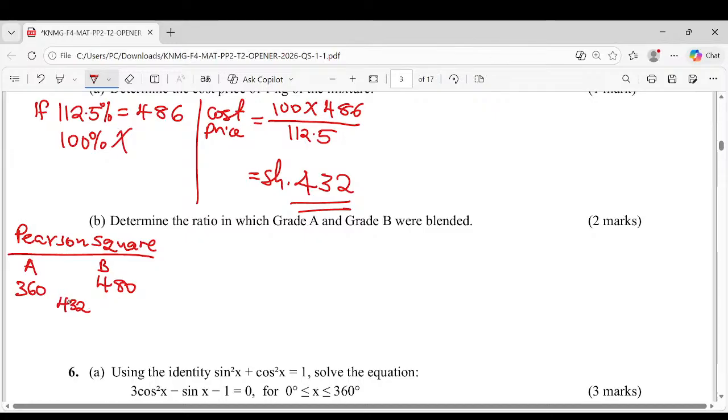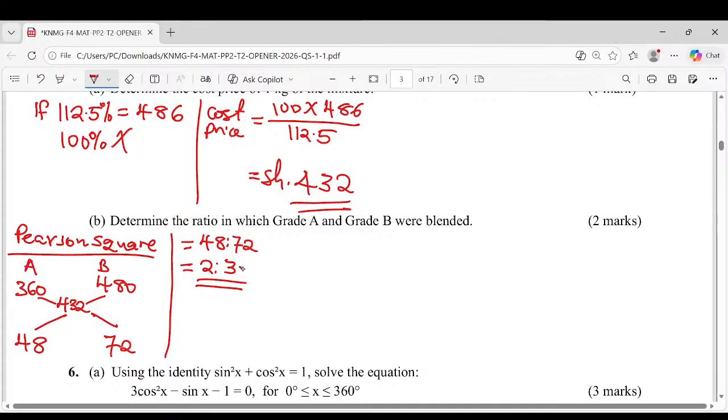So this is how the Pearson square works. You cross them diagonally, then you get the absolute difference. 480 minus 432, you get 48. Then 432 less 360, you get 72. So in that we are getting the ratio. The ratio is 48 is to 72, which can be simplified to 2 is to 3.